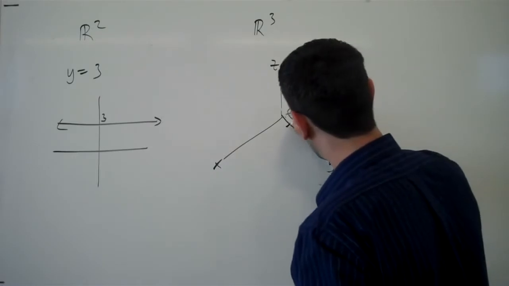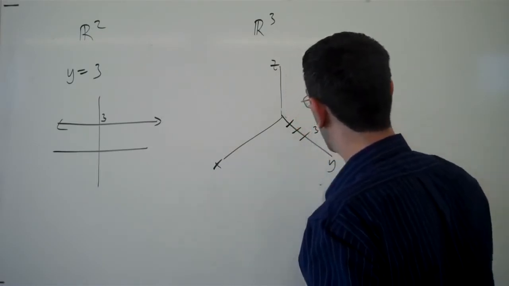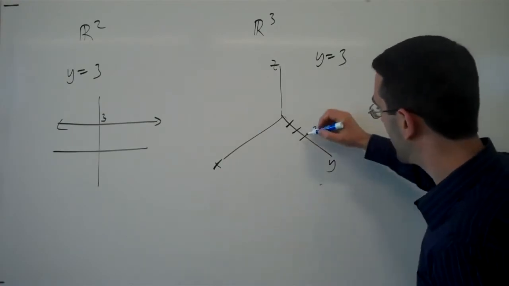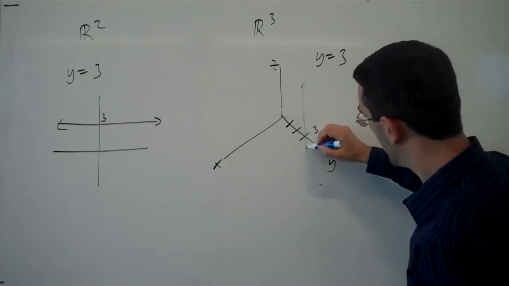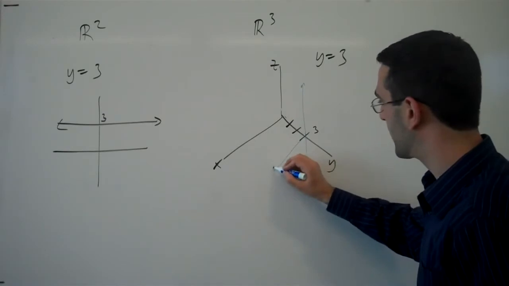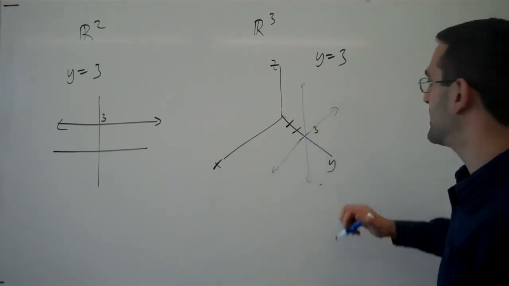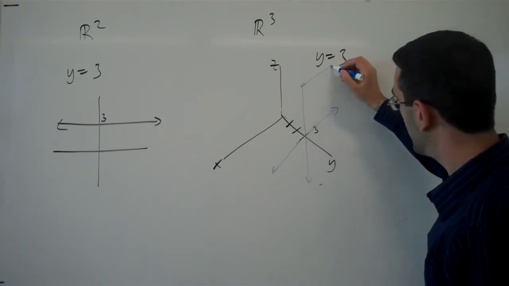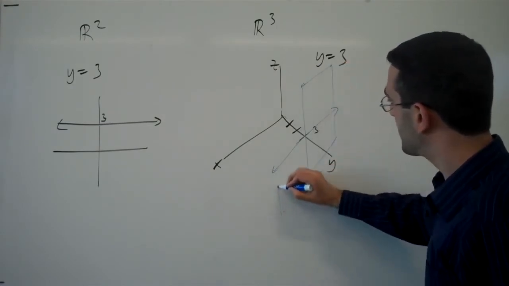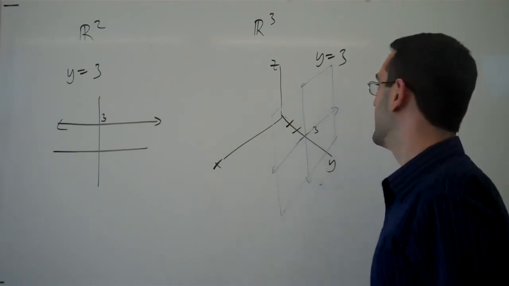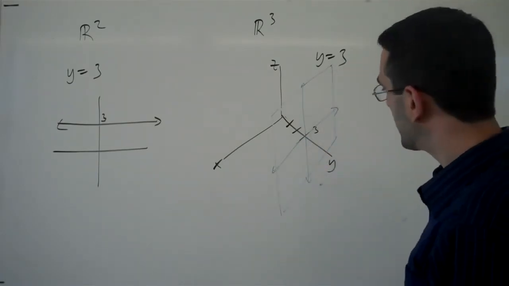Here, if I tried to describe all the points with a y value of 3, well, z could vary up and down, and x could vary either direction, or both could vary, so I could end up somewhere up here. And in fact, it ends up that we describe an entire plane of space when we describe y equals 3.